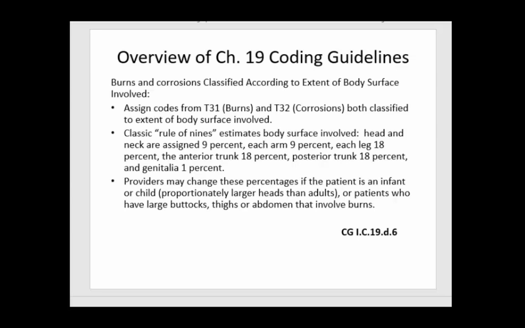But a provider can change those percentages, depending on how the physician is interpreting the burn. So in other words, if a patient is an infant, they have larger heads than adults. So they may give the head and the neck a higher percentage than 9. Also, a patient can be very large, a really overweight person, and have really large buttocks, thighs, abdomen, trunk. So the doctor is going to change the percentage. So it may not always be the classic rule of 9s. You really have to read your documentation to see how the physician is determining the body extent.